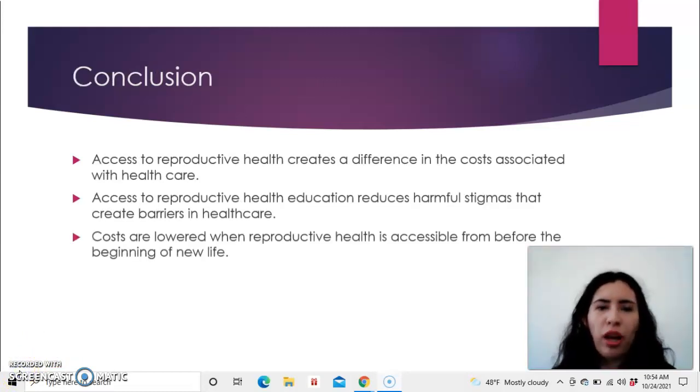In conclusion, access to reproductive health creates a difference in the costs associated with healthcare. More education reduces harmful stigmas that create barriers in healthcare, and costs are lower when reproductive health is accessible from even before the beginning of new life.